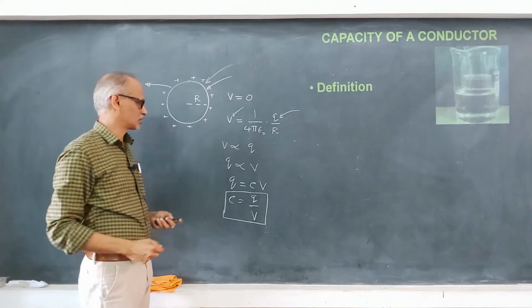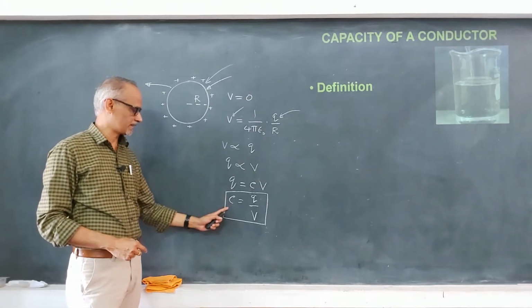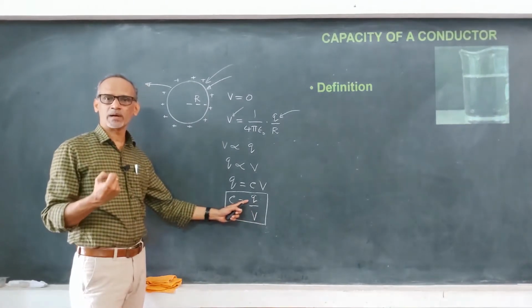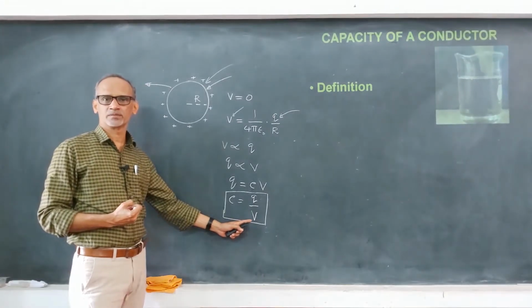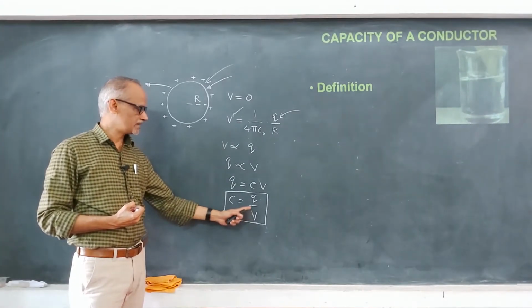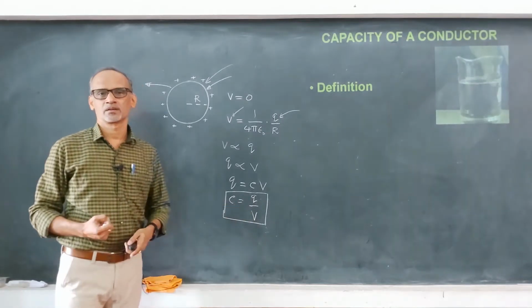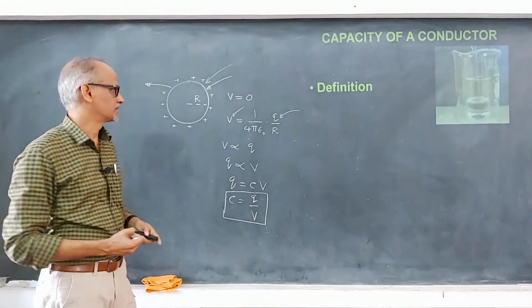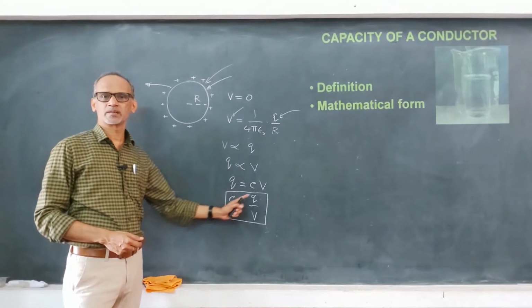So what is the definition of the capacity of a conductor? Capacity of a conductor is defined as the ratio of the charge acquired by the conductor to the increase in its potential. If it attains more charges, potential becomes more, so that the ratio remains constant, and that constant is called capacity of a conductor. So what is the mathematical form? The mathematical form is this: C is equal to Q by V.